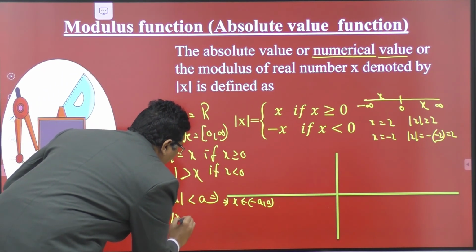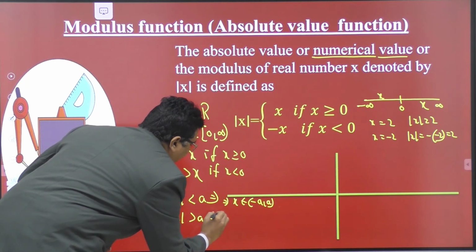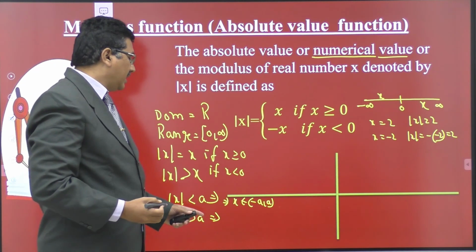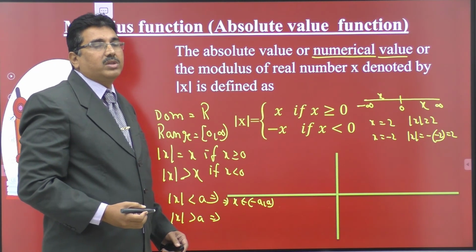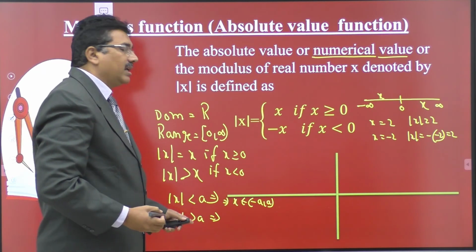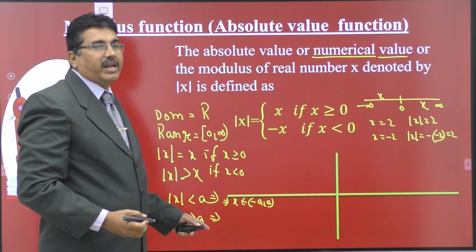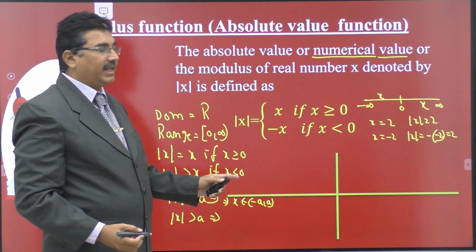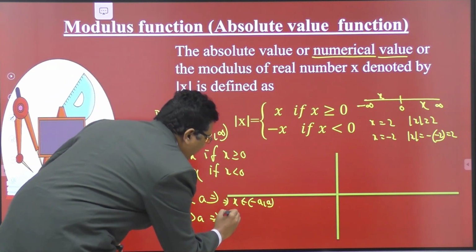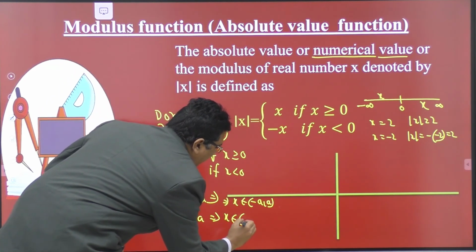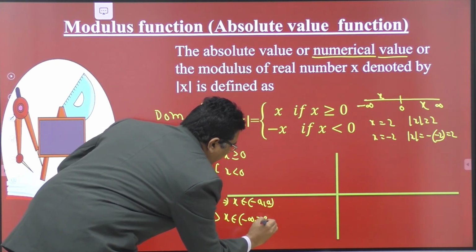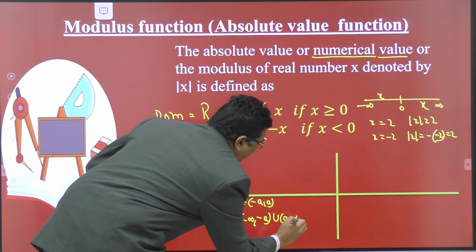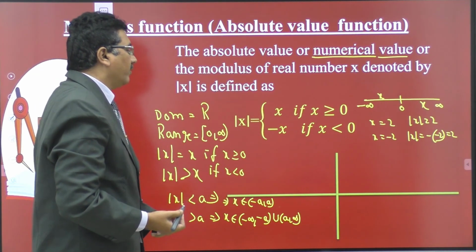Similarly, if mod x is greater than a, it means that x lies on the real line at a distance greater than a units from 0, either on the right side or the left side. That implies x belongs to minus infinity comma minus a, union a comma infinity.